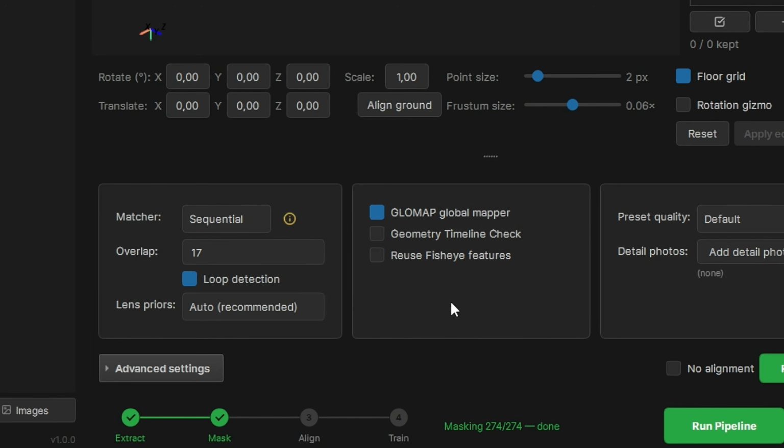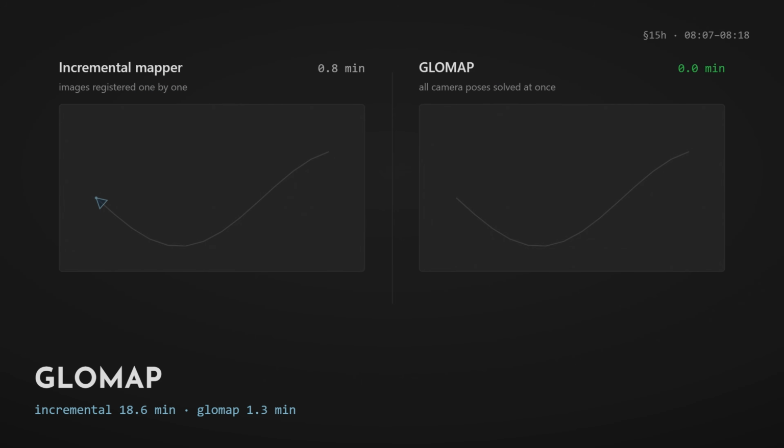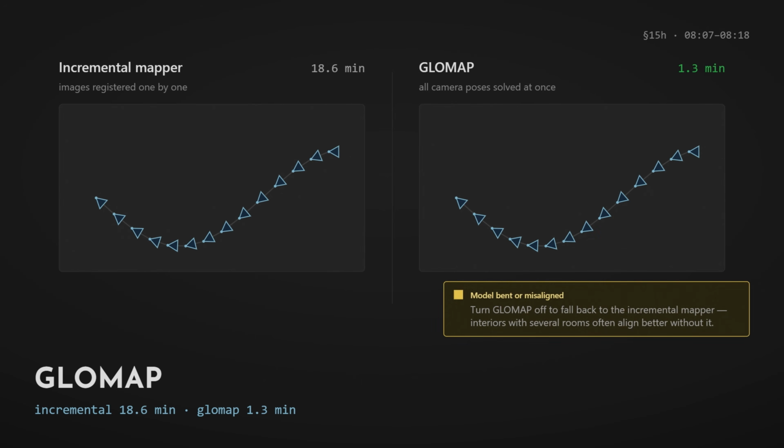GLOMAP solves all camera poses at once instead of registering images one by one. It's much faster, in minutes instead of tens of minutes. If the model comes out bent or misaligned, turn it off to use the incremental mapper.